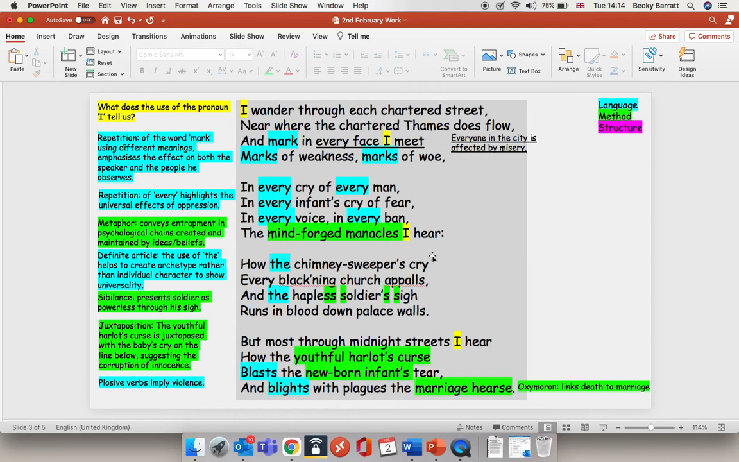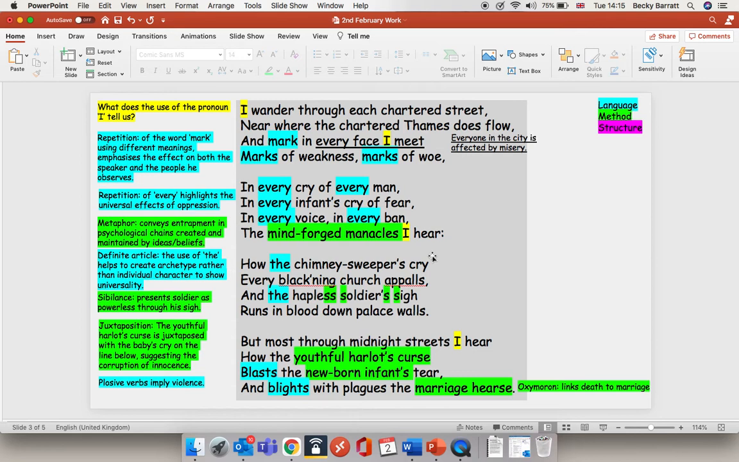So I want you to look at where I've highlighted the letter I, all throughout the poem, and I've put a little question in the top corner of the slide. What does the use of the pronoun I tell us? So that is one for you to think about yourselves and answer yourselves. Hopefully you should all get that.